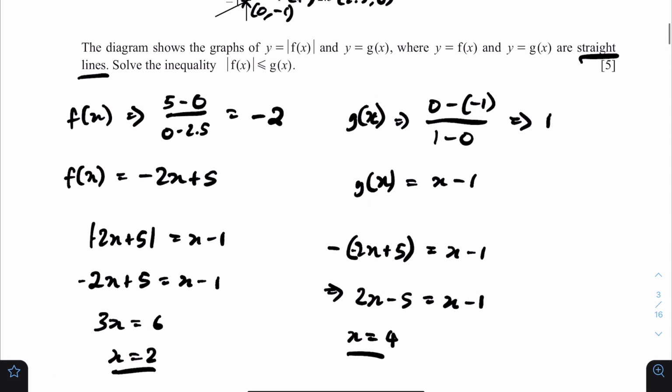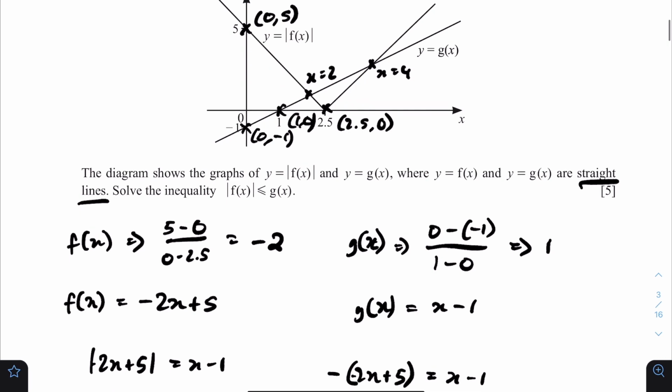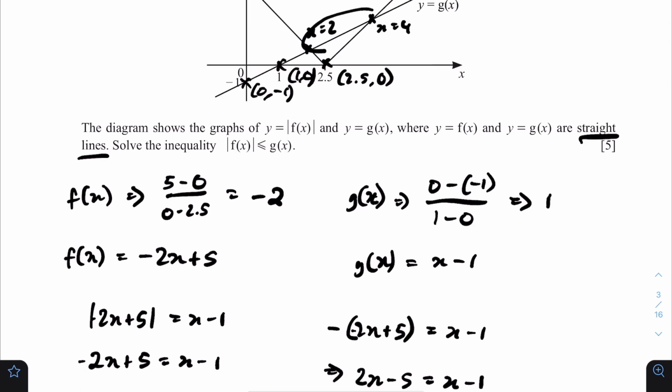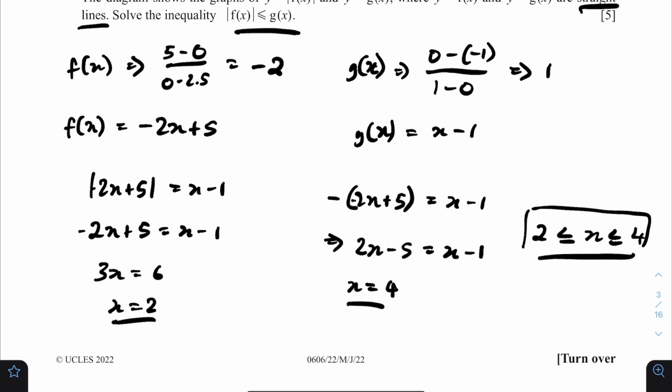So now what we have to do is solve the inequality. So what we can do is go back to this over here. So you know this is x equals 4, and this is x equals 2. So the inequality is asking for which points g of x is greater. And based on this, because g of x is greater in this segment between 2 and 4, we can say that the answer is 2 is less than or equal to x, which is less than or equal to 4. Remember that because they're asking for which points it's greater than or equal to, we have to also use greater than or equal to signs over here.